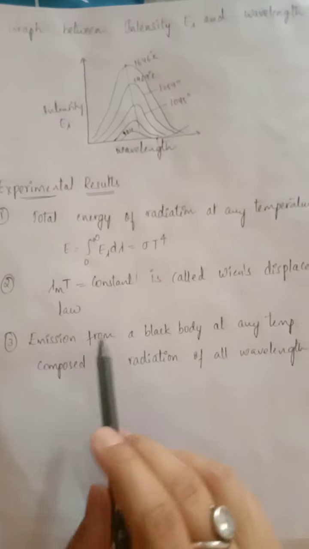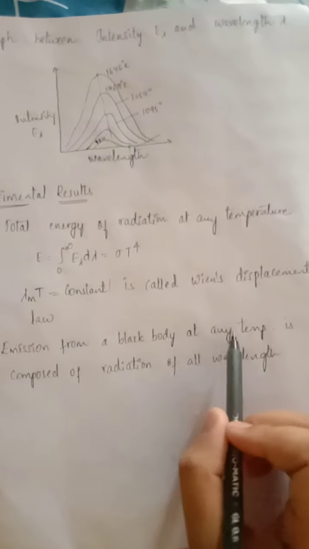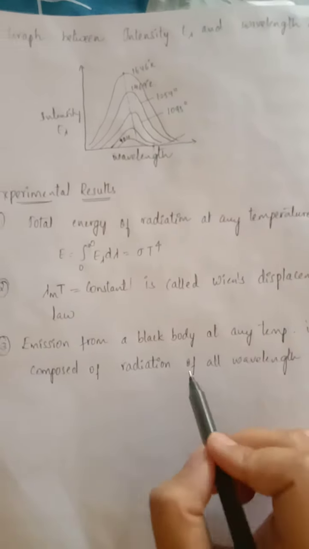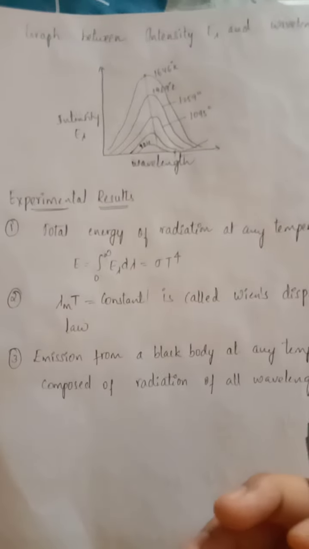Another result: emission from the black body at any temperature is composed of radiation of all wavelengths. Whenever a black body is emitting radiation, there are different wavelengths. Not a single wavelength, it radiates all the wavelengths at any temperature.